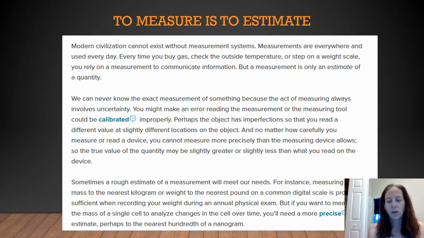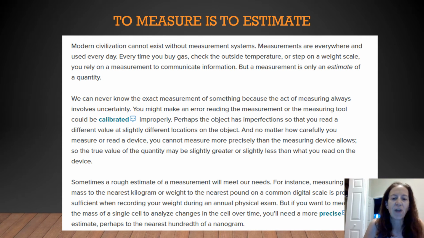So if you have a bathroom scale or something that measures to the nearest tenth of a pound, I think mine does, I don't know anything about the hundredths or thousandths value of my weight when I step on the scale. Now, there are hundredths and thousandths values, but my scale doesn't show me that. And so I can never know my weight to that level of precision because my device isn't that precise.